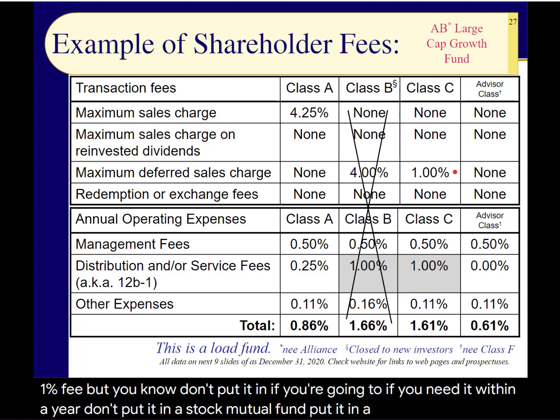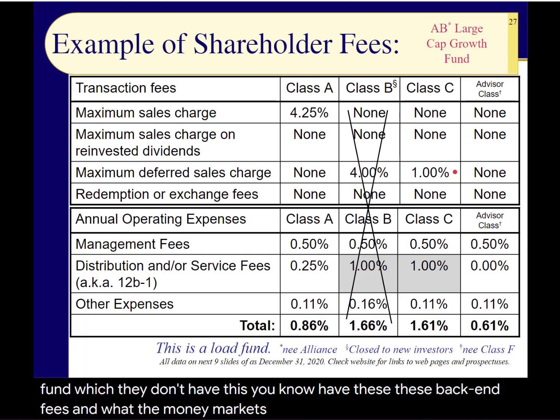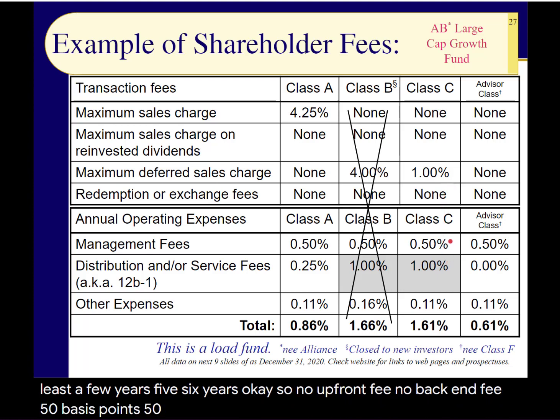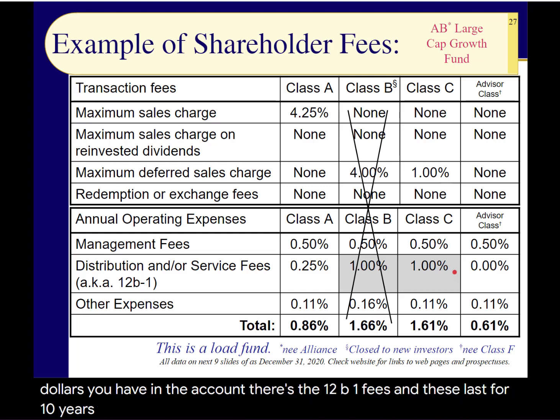Put it in a money market mutual fund, which doesn't have these back-end fees. So yes, you're going to leave it in for at least a few years, 5, 6 years, because this is a stock fund. Okay, so no upfront fee, no back-end fee. 50 basis points, 0.5%, 50 cents for every $100 you have in the account. There's the 12B1 fees, and these last for 10 years. The other expenses, 0.11, so $1.61.